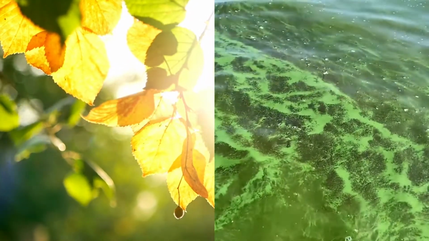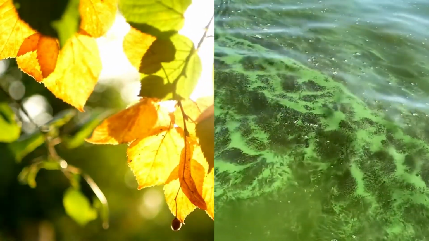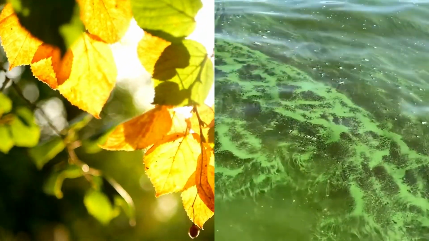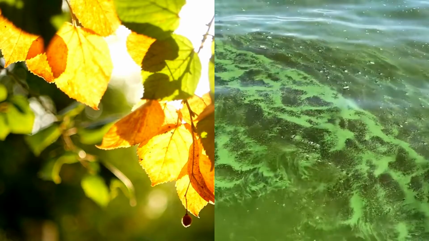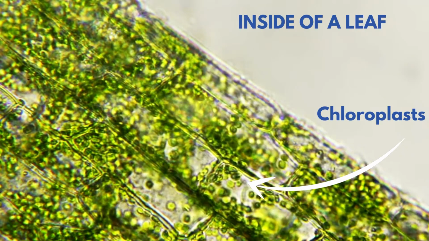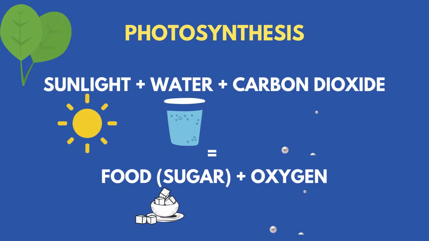Photosynthesis happens in the leaves of trees and plants and also in a type of microbe called cyanobacteria, which can be found in the ocean. So each of these organisms makes their food via sunlight. Photosynthesis happens inside of the leaf, in the green parts called the chloroplasts.